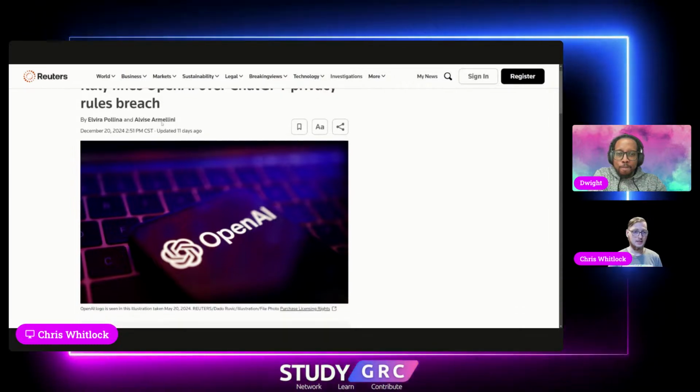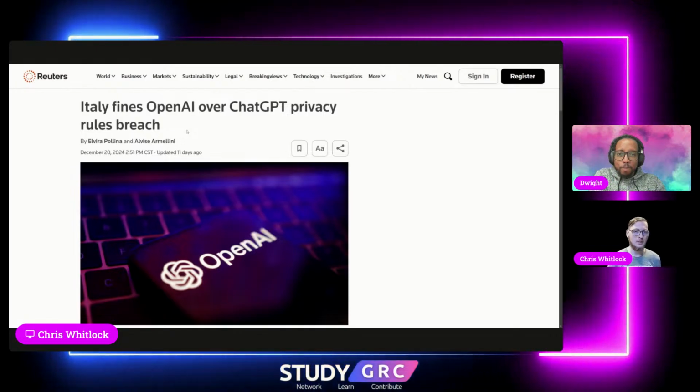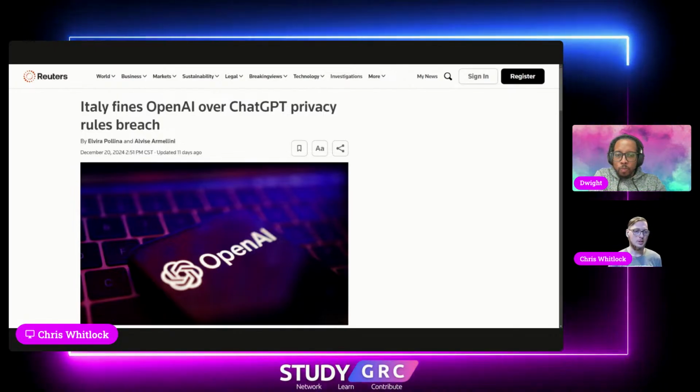So this one's pretty big, especially with all the hype around AI. So Italy fines OpenAI over ChatGPT privacy rule breach.